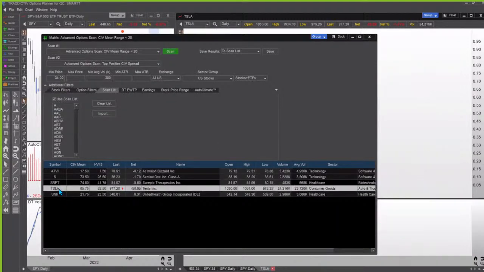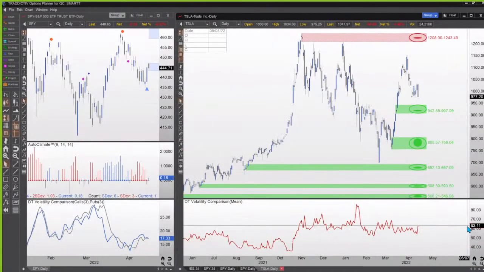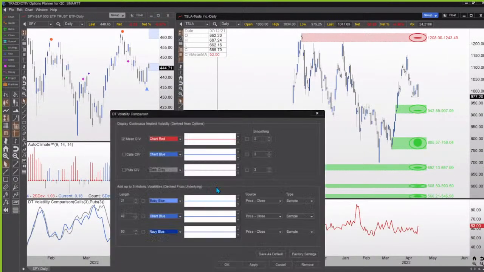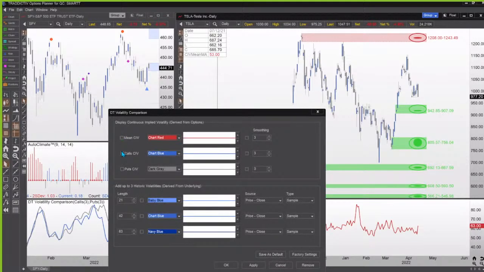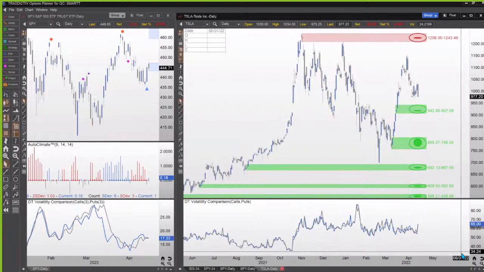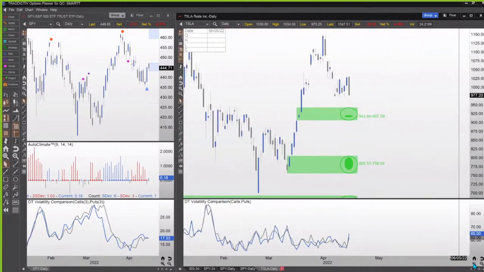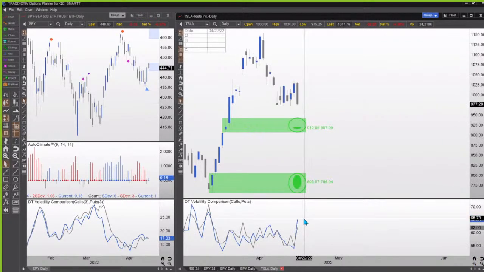For example, let's go back to Tesla. If I look at Tesla, we know volatility is 63, but instead of looking at the volatility, which is the mean, I look at the call volatility in blue color, and the put volatility in gray color, and I click OK. Notice now I end up with two lines, where currently the blue line is pointing at 65, and the gray line is pointing at 62. In other words, the implied volatility for the calls in blue is greater than the implied volatility for the puts in gray.